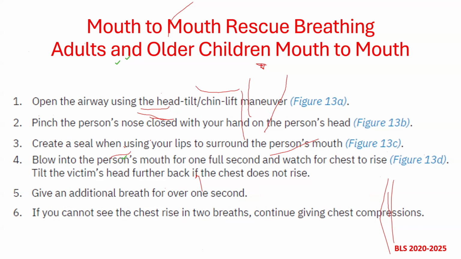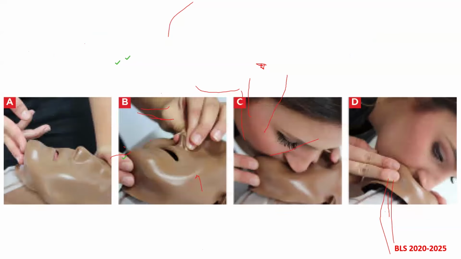So always see the chest rise. If it doesn't rise, tilt the head a little bit, just open the airway. Give an additional breath for 1 second. If you cannot see the chest rise in 2 breaths, continue giving chest compressions. So this is the head tilt. Pinch the nose, seal tightly over the lips, and give a full breath. If the chest doesn't rise, just tilt the head a little bit more.